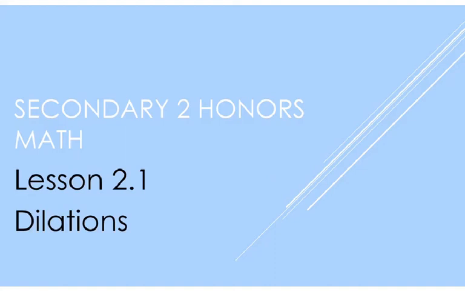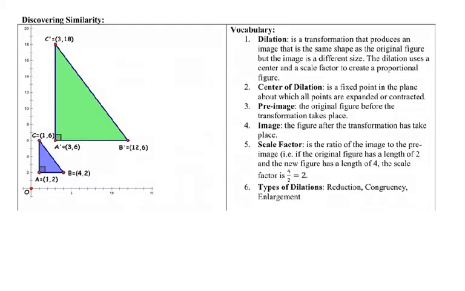This is lesson 2.1 for secondary 2 math. This is about dilations. So starting out, we're going to be looking at similarity, and we're going to be looking at these two triangles here. So we can see that we have the two triangles. They have the ordered pairs.